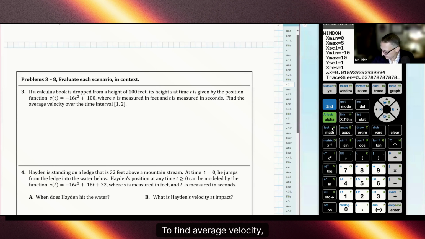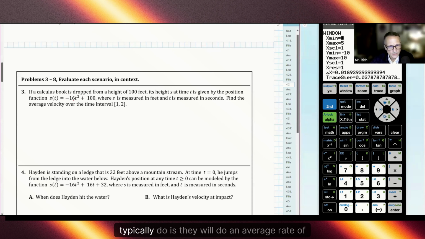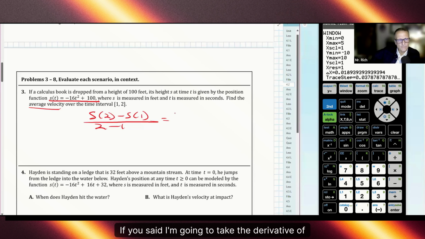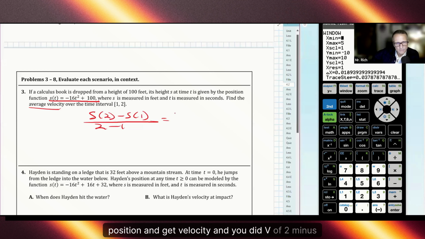To find average velocity, what students will typically do is an average rate of change calculation for the velocity. No, if I want average velocity, I need to do an average rate of change for the position function. Average velocity from 1 to 2 is going to be s of 2 minus s of 1 all over 2 minus 1. If you took the derivative of position to get velocity, and you did v of 2 minus v of 1, that won't be average velocity.